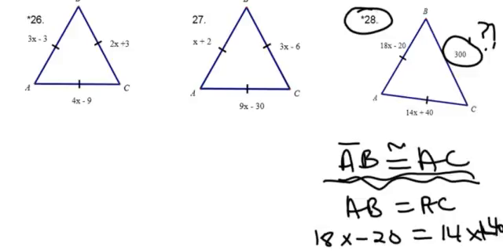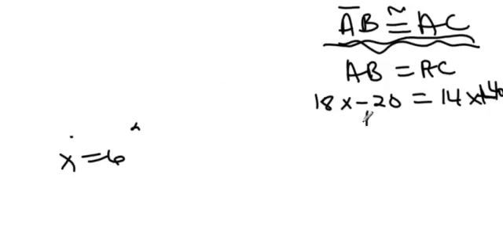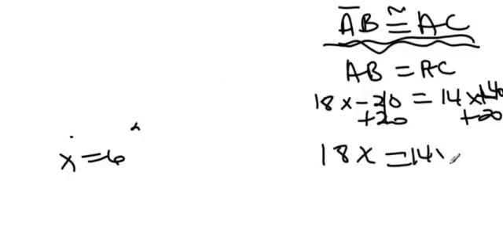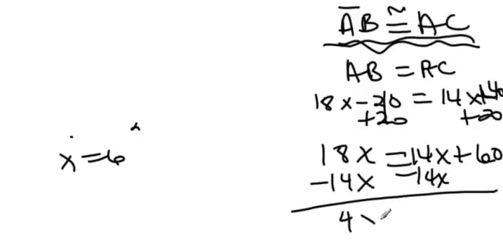So I'm going to solve for x. I'm going to add 20 to both sides. So I get 18x equals 14x plus 60. Subtract 14x from both sides. I get 4x equals 60. Divide by 4. I get x is 15.